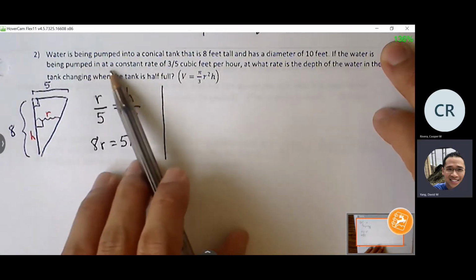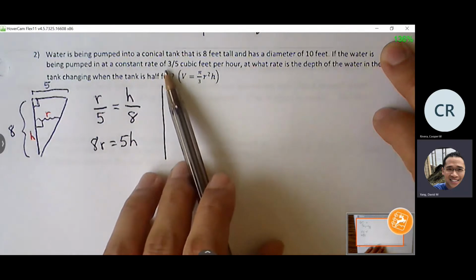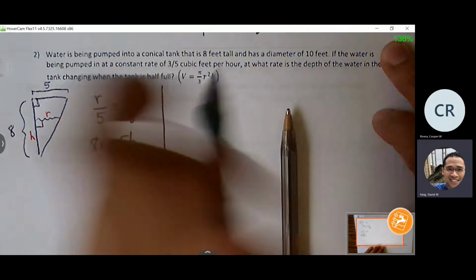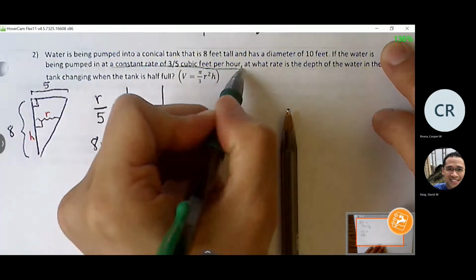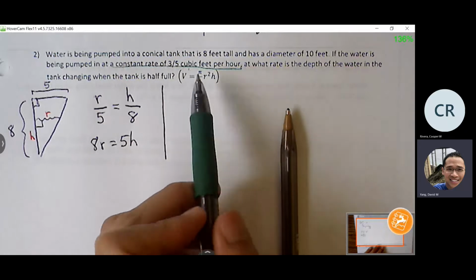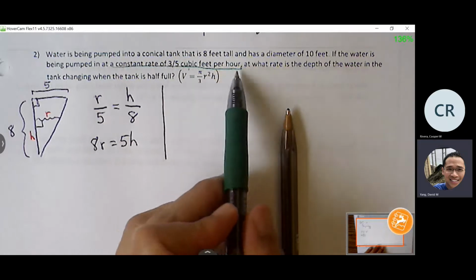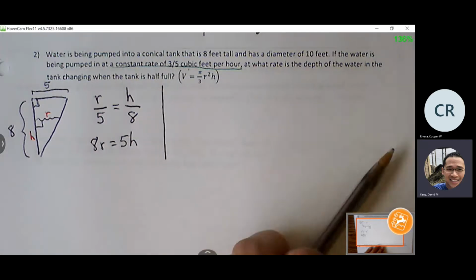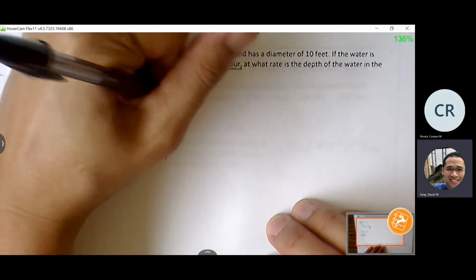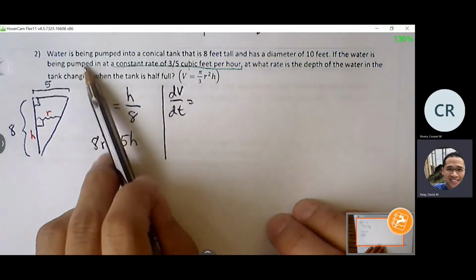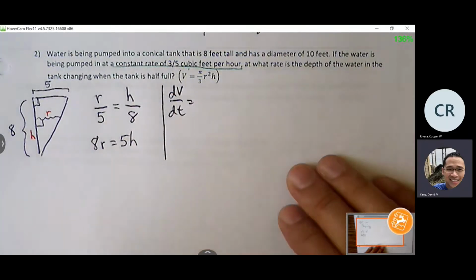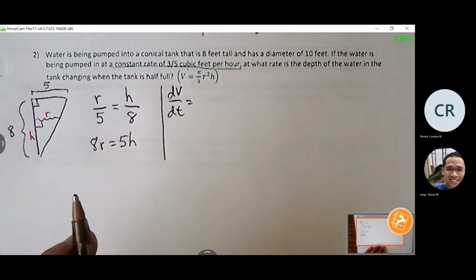Okay, if the water is being pumped in at a constant rate of 3/5 cubic feet per hour, what do you think that's referring to? Yeah, you see cubic feet, that's a big hint. Per hour, that's time. So you've got volume, you've got time, must be dV/dt. Positive or negative? Pumped in, right? Water is increasing inside the tank, so the rate of change is positive.